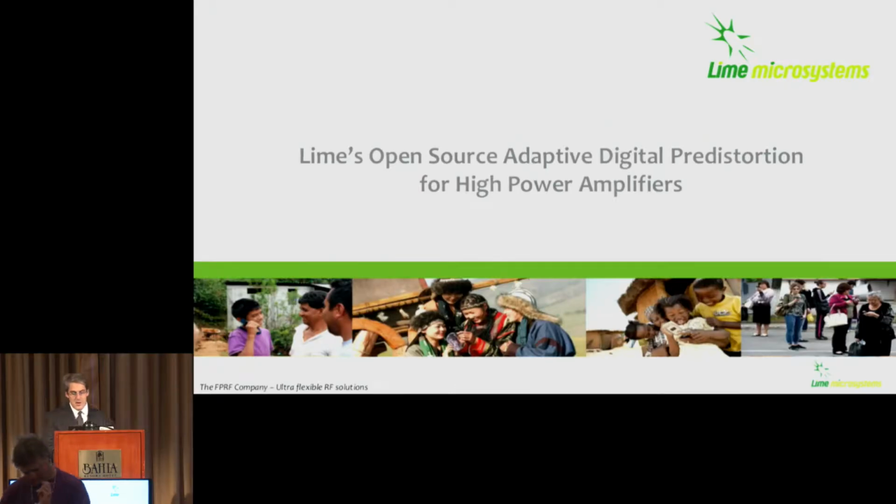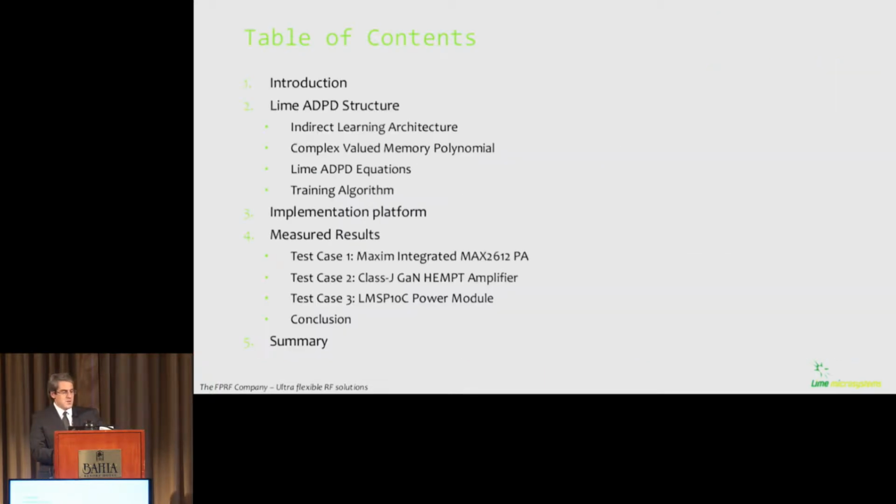Thank you very much. Let me introduce myself. I'm Borisav Jovanovic. I'm from Lime Microsystems, and I will present some achievements we made in our company. The topic of today's presentation is Lime's open source adaptive digital predistortion, which is applied to high power amplifiers. So let me start. This is the table of contents. I will talk about all this stuff which is presented in this figure.